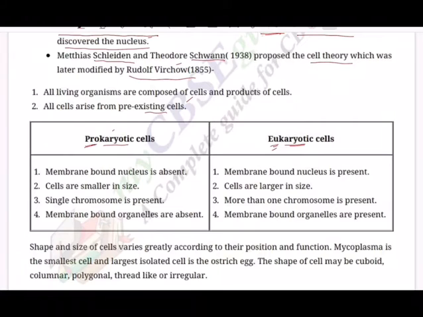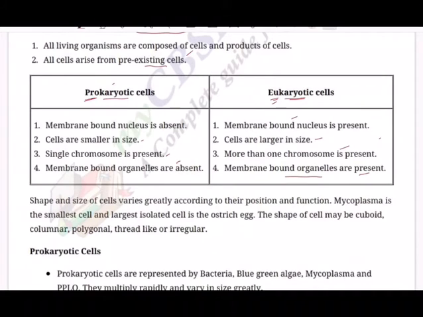So what is the difference between prokaryotic and eukaryotic? In prokaryotic, the membrane-bound nucleus is absent. There are no cellular membranes, organelle membranes will not be there, and the nucleus itself is not very clear. Whereas in eukaryotic, a membrane-bound nucleus is present. Prokaryotic cells are small in size, cells are large in size in eukaryotic. A single chromosome is present in prokaryotic, more than one chromosome is present in eukaryotic. Membrane-bound organelles are absent in prokaryotic, membrane-bound organelles are present in eukaryotic. These are the broad categories under which we differentiate.